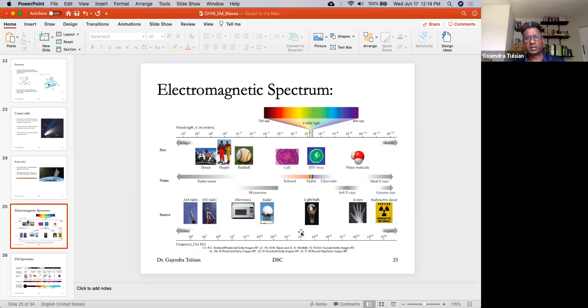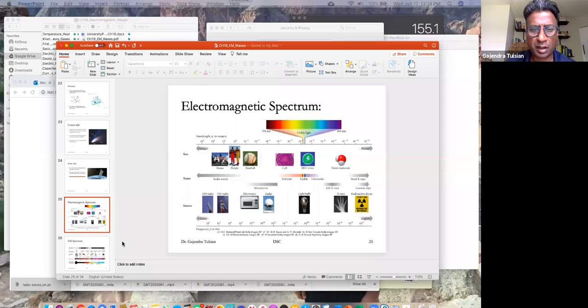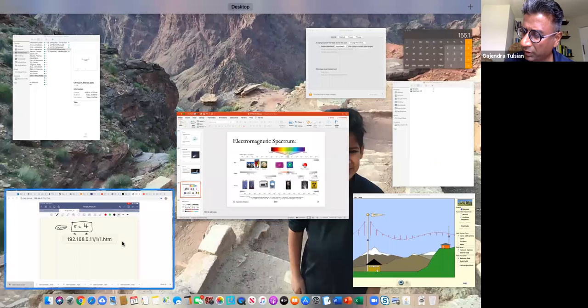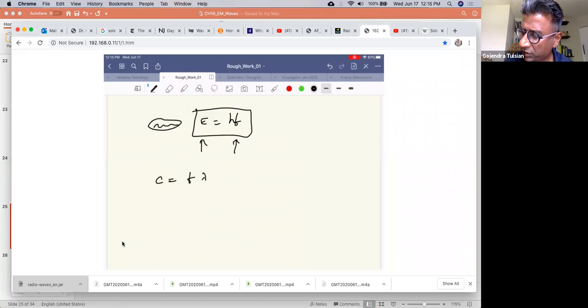All right, so this is the electromagnetic spectrum. Again, this is arranged in order of higher frequency. The speed of light is constant, which is frequency times wavelength. Higher the frequency, lower the wavelength. And so here's another important fact.